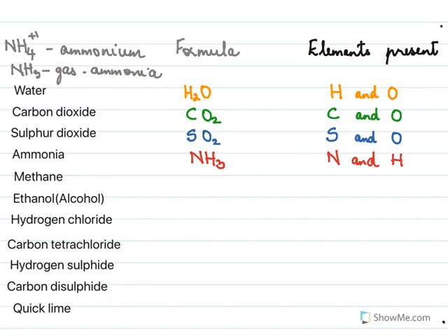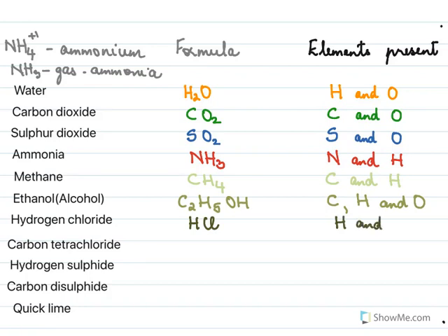Then next we have methane. Methane is written as CH4. Elements present: carbon and hydrogen. Next, ethanol. Ethanol is a kind of alcohol. So C2H5OH. Elements present: carbon, hydrogen and oxygen. Next we have hydrogen chloride, which is HCl. Elements present: hydrogen and chlorine.